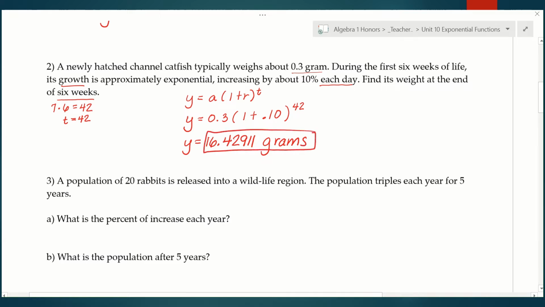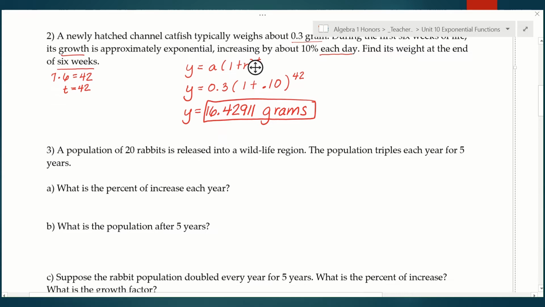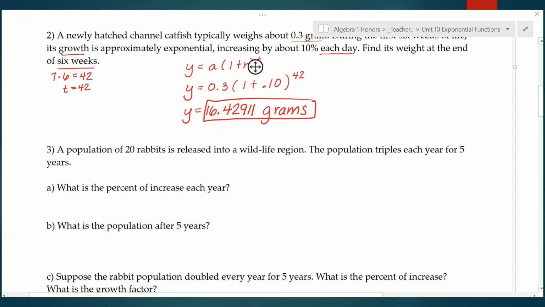All right, awesome. Number 3, a population of 20 rabbits is released into a wildlife region. The population triples each year for 5 years. What is the percent of increase each year? Okay, so this is a really good thing to talk about. Tripling. What does that mean?